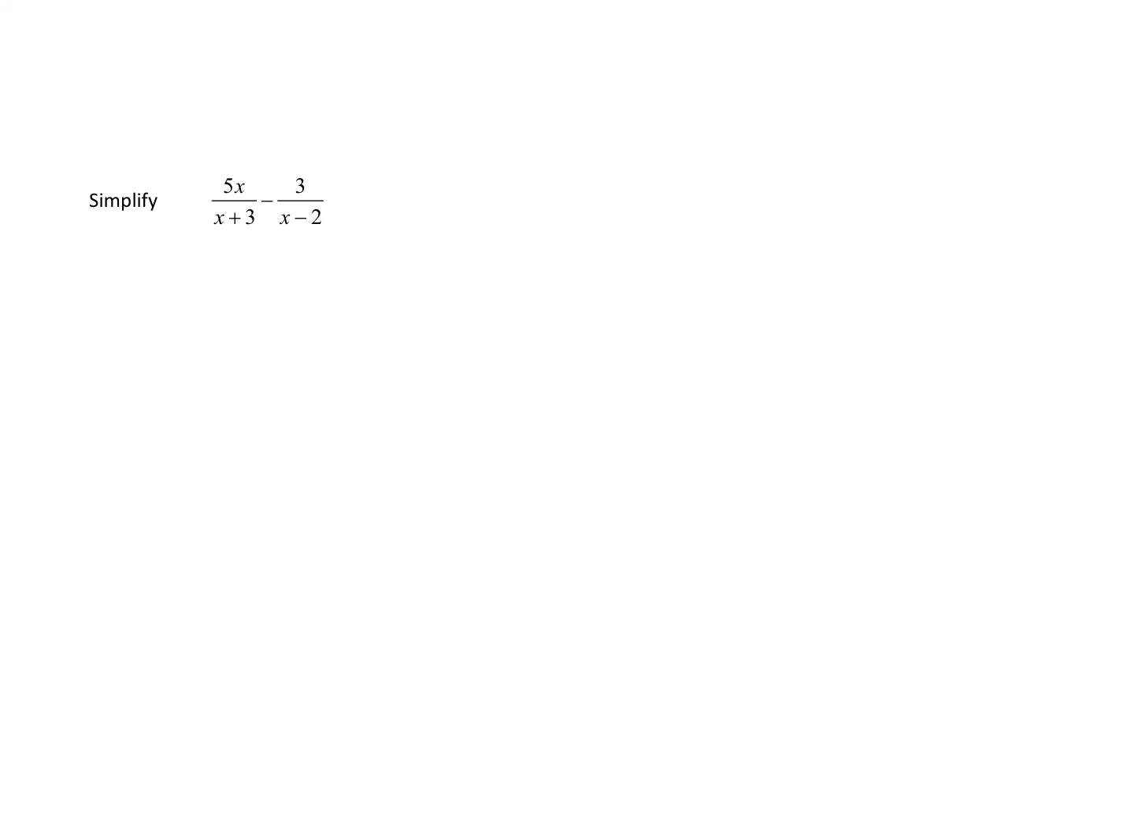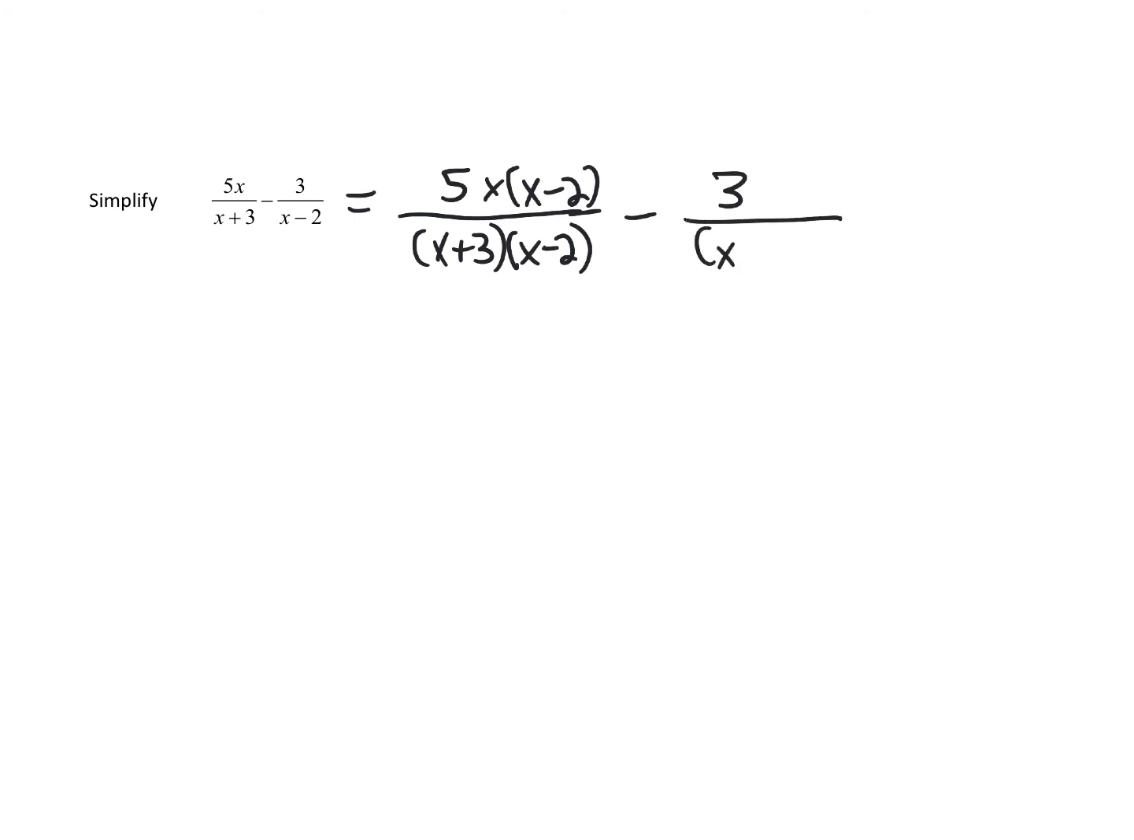Now if you remember, addition and subtraction of fractions require a common denominator. Now in some cases like this, we can just multiply the two denominators together. So our common denominator would be x plus 3, x minus 2, which means we also have to multiply the top by x minus 2. Same thing here, x plus 3, x minus 2, we'd have to multiply the top by x plus 3.